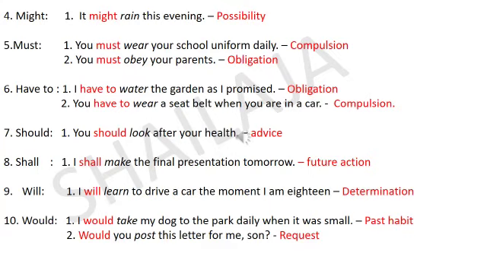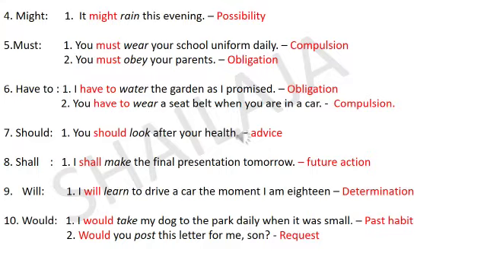Possibility. May suggests a good possibility, could a very weak possibility, and might a weak possibility. See the examples now. It might rain this evening. So it is a weak possibility. Must. You must wear your uniform daily. It is a compulsion. That means there is no other excuse, you have to obey. Now, you must obey your parents. It is an obligation. Obligation means what? It is something that someone is required to do.